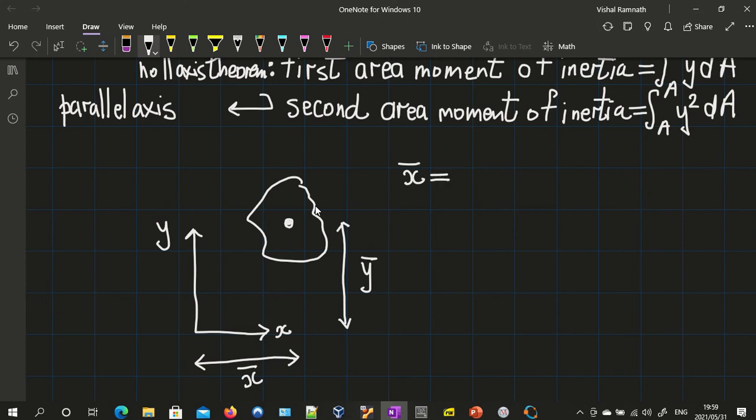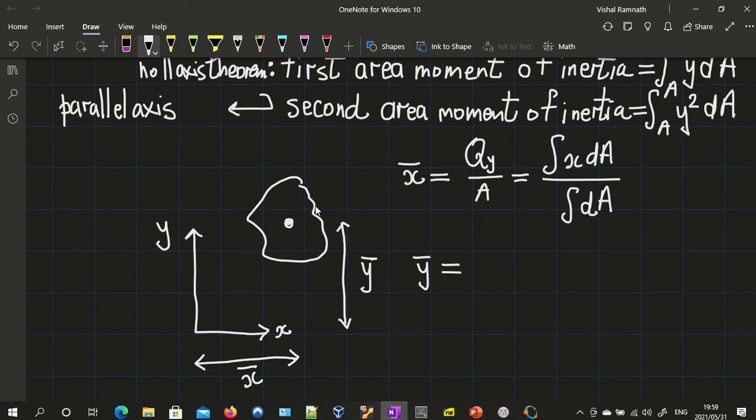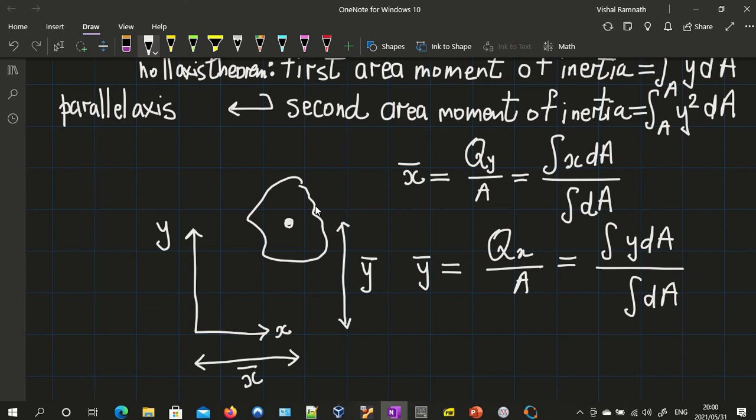And we have these formulas. X bar is Qy over A, and that is equal to the integral of x dA over the integral of dA, and we have y bar is equal to Qx over A, which is equal to the integral of y dA over the integral dA. Have a look at this.